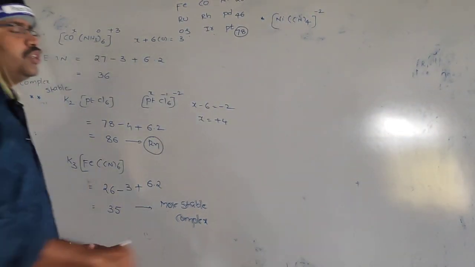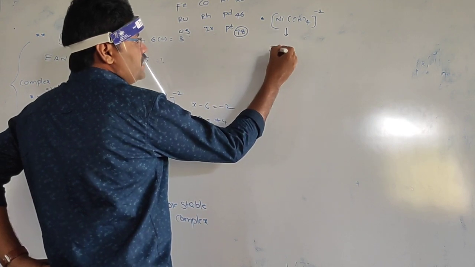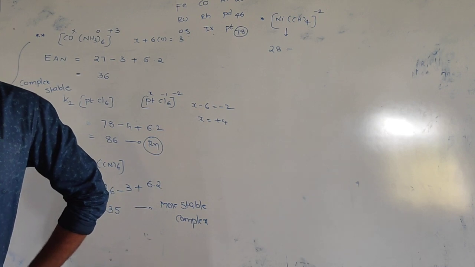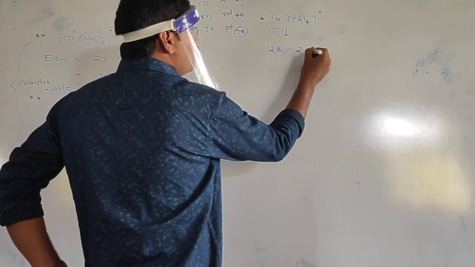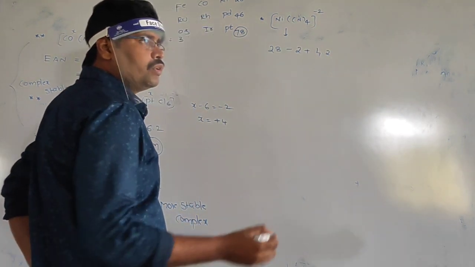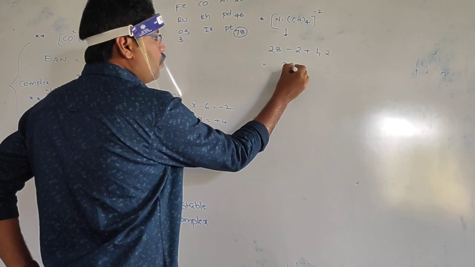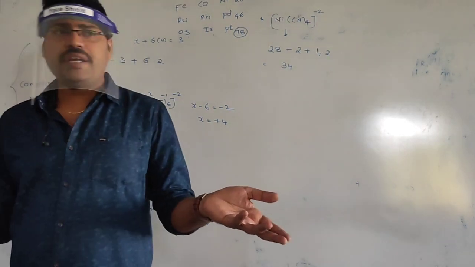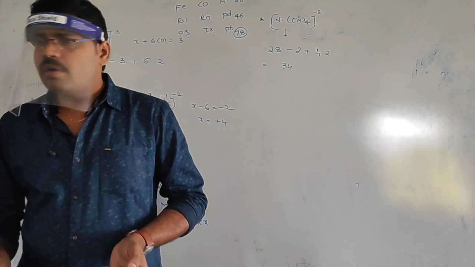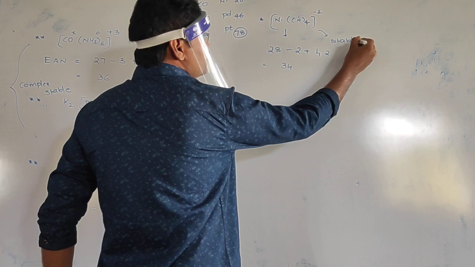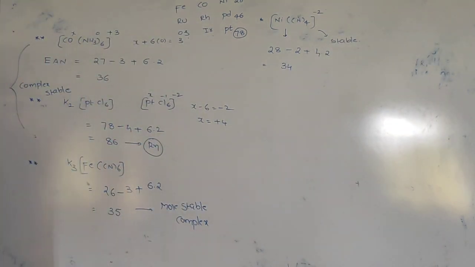[Ni(CN)4]2-. What about this one? Nickel is 28, am I right, students? I think the oxidation state is 2. Thank you. What about the number of electrons donated by ligands? I think 4 into 2. Am I right, students? Okay, I think this is 34, if I am right. 34 is not at all an inert gas atomic number. But still, [Ni(CN)4]2- appears to be very stable. Very important one.